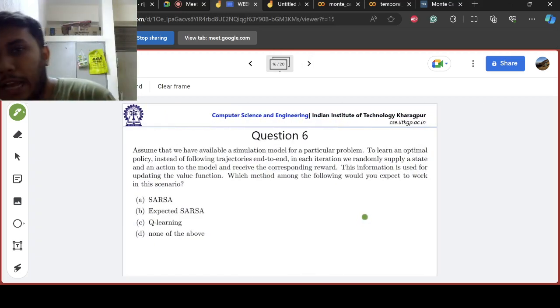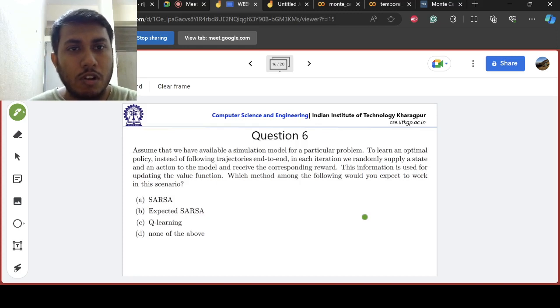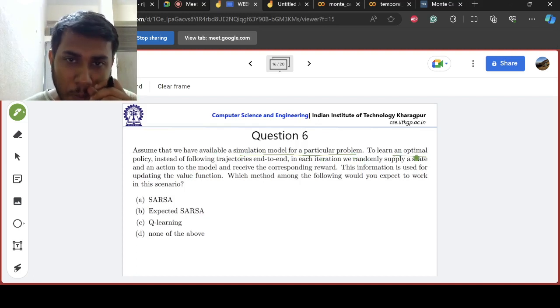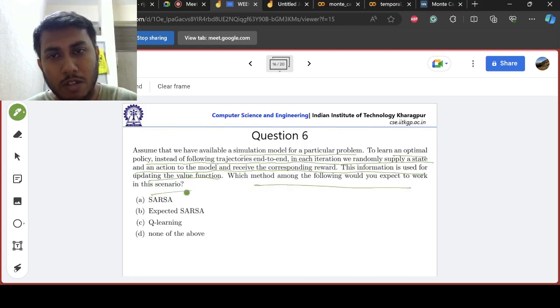Assume we have available a simulation model for a particular problem. To learn an optimal policy, instead of following trajectories end to end in each iteration, we randomly supply a state and an action to the model and receive the corresponding reward. This information is used for updating the value function. Which method of the following is expected to work in this scenario?